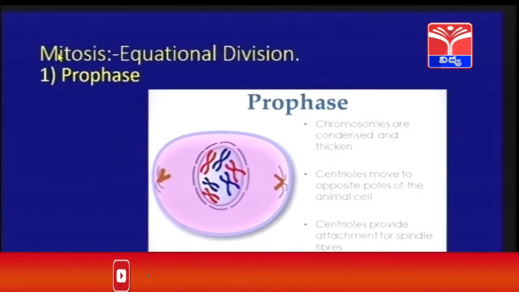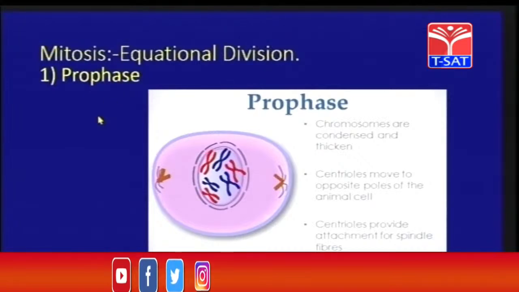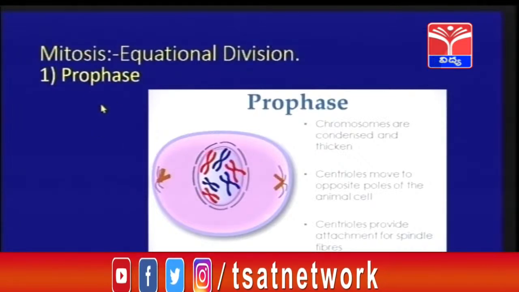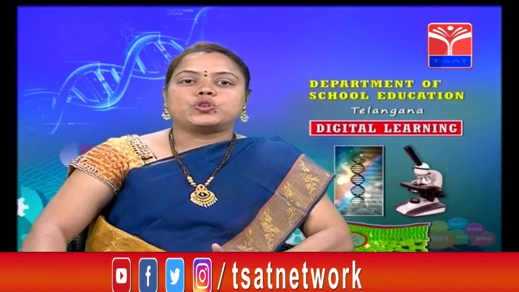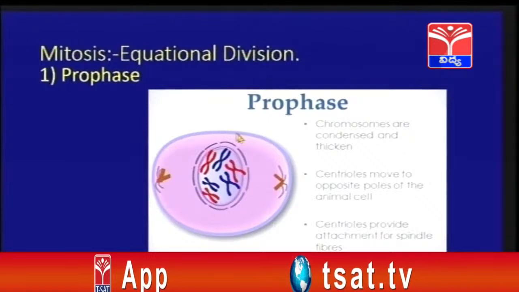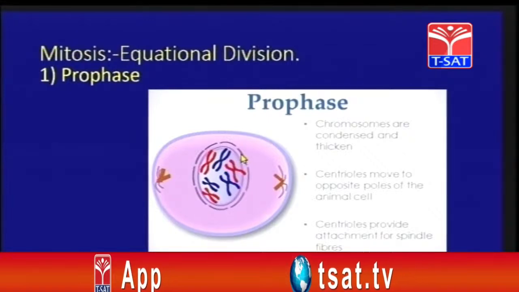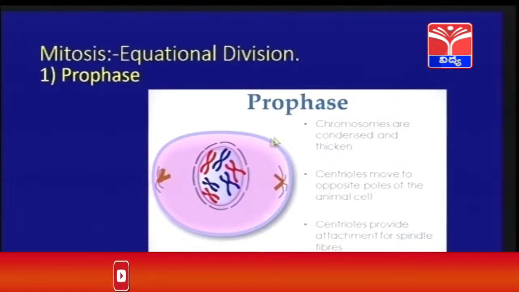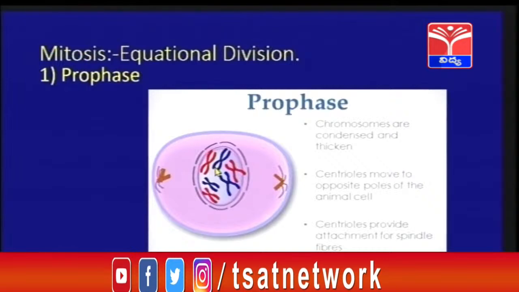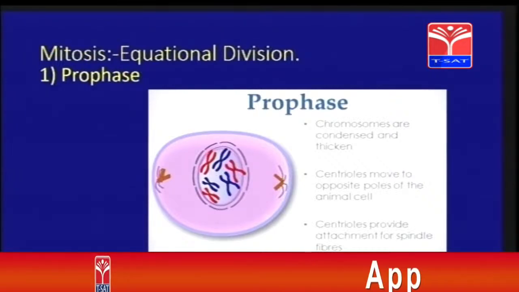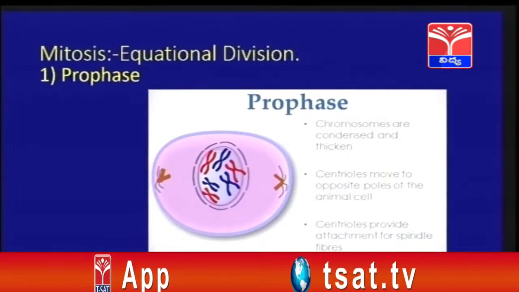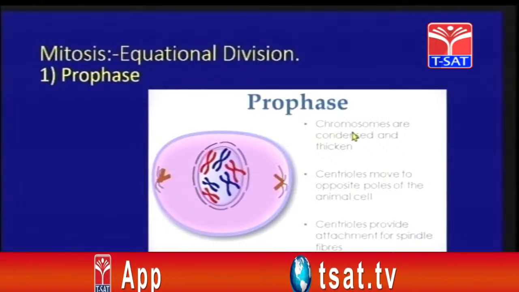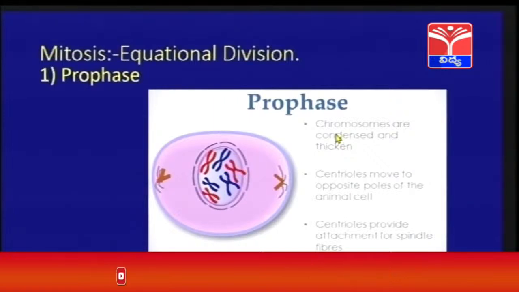Now, in mitosis, we have various phases. The first phase is prophase. Pro means beginning. So, prophase is the first phase of mitosis. Children, let us know what are the changes which take place in prophase. In prophase, chromosomes are condensed and thickened. Before the stage of prophase, the chromosomes are very unequally distributed inside the nucleus. During the prophase, the chromosomes are organized. They condense. That means they become short. Thicken.